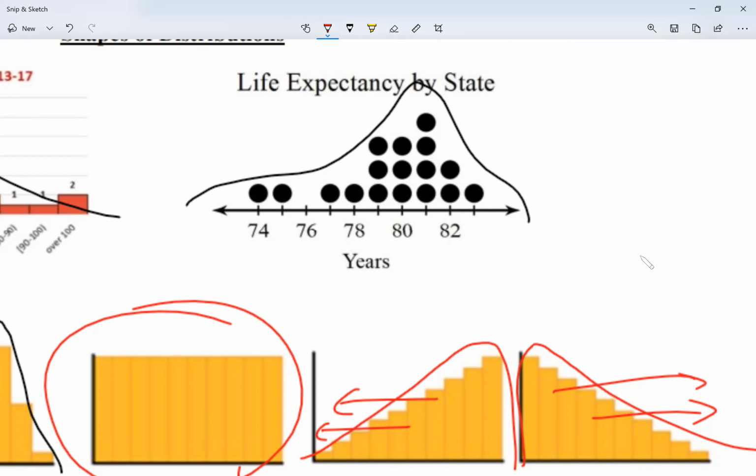And then once you have that graph, I'm going to ask you, is it symmetric? Is it left skew? Is it right skew? Is it bimodal or is it uniform? So again, I might give you the graph and ask you what type of graph it is, or I might just give you the data and you plot it as a graph. And then answer the question whether it is symmetric, left skew, right skew, bimodal, or uniform.